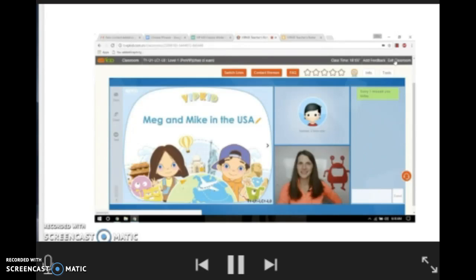So what happens is it's a virtual lesson plan that's already established for you, and you can see on the left-hand side of the screen where it says Meg and Mike in the USA. That is where the teacher and the student are both following along with the technology and the lesson plan. You can see the teacher is waiting for a student to arrive, where that little picture of a person is. A person will show up there and then they will teach. So it's kind of like Skype and virtual learning.